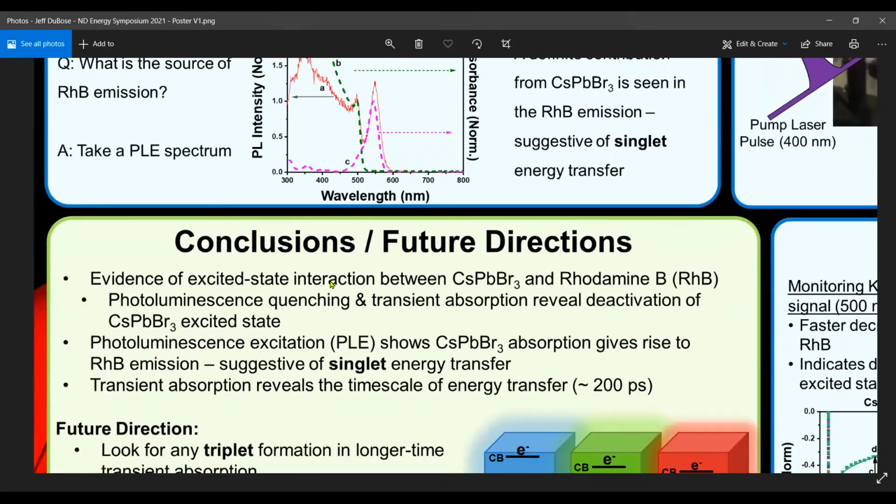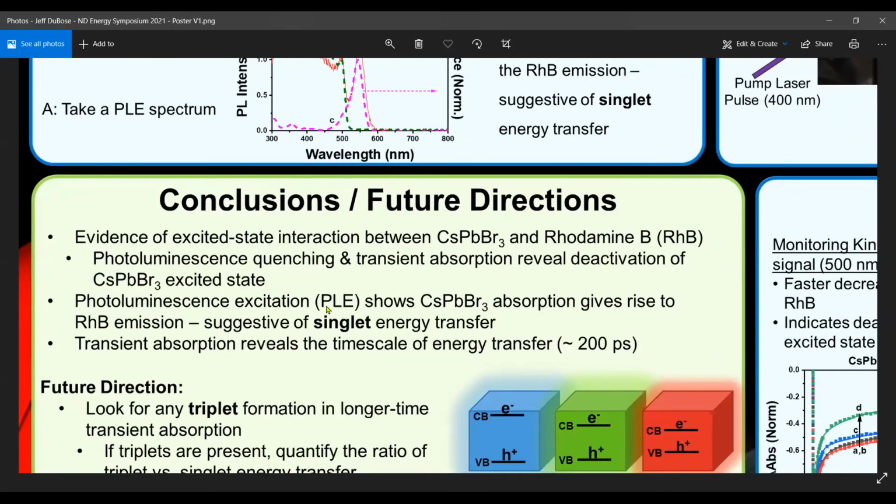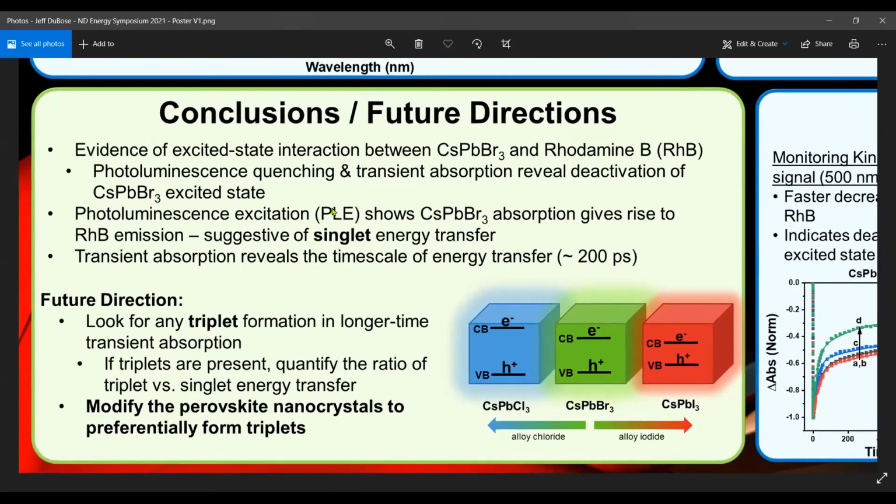And that tells us that although we wanted triplet energy transfer, we're actually mostly seeing that singlet energy transfer, which, okay, we'll take it. We'll take what we can get. And then again, from transient absorption, we can see the time scale of that.